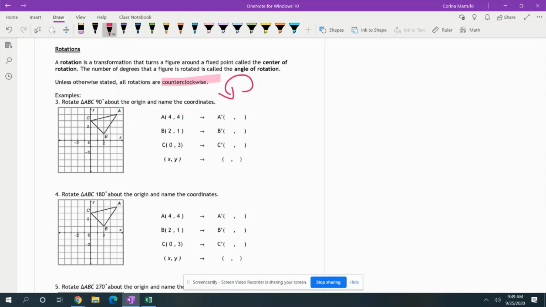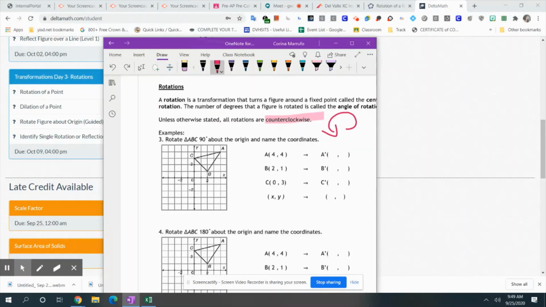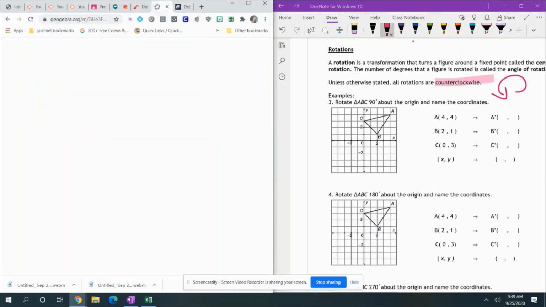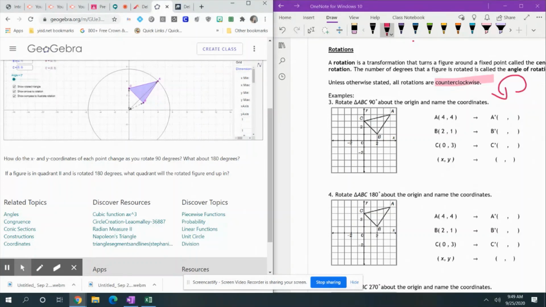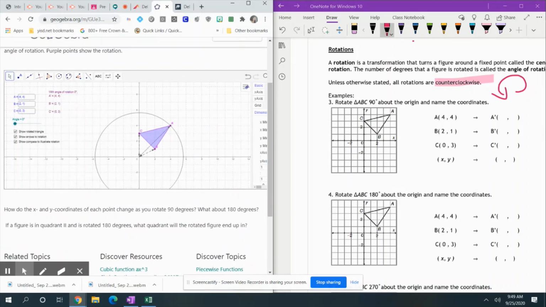So this one wants us to rotate triangle ABC 90 degrees about the origin and name the coordinates. So I have a website that I wanted to use that I'm going to go ahead and share with you guys so that you guys can see this. So on here, I already have most of it set up.